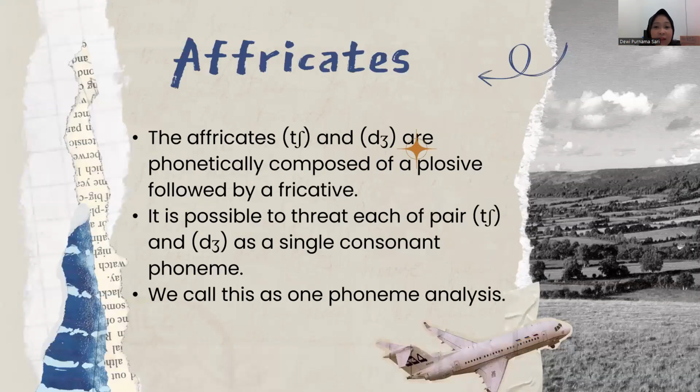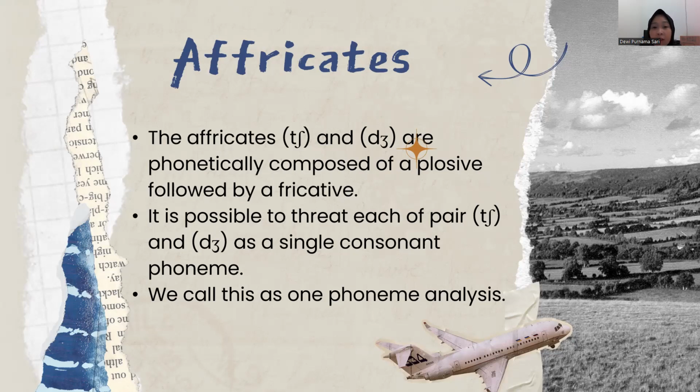All right, affricates. Of course, in the beginning of our class, we have already learned about consonants, right? Vowels, diphthongs, triphthongs, and so on. So this is the affricates. The affricates, like ch and j, are phonetically composed of a plosive followed by a fricative. And it is possible to treat each of the pair ch and j as a single consonant phoneme.